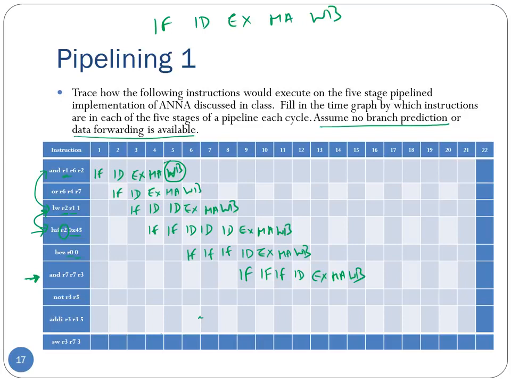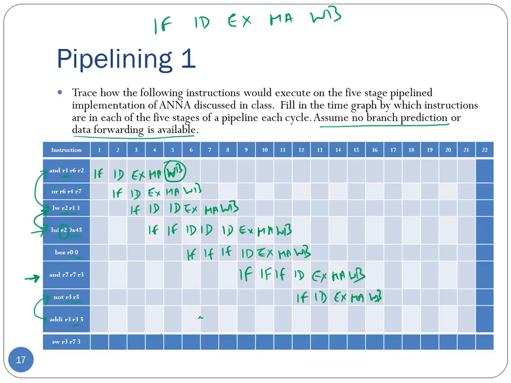Okay, now after this we have the NOT instruction. The NOT instruction reads R5, and R5 is not written by AND, and BEZ does not write into R5, so there is no dependency over here. So NOT fetches here in cycle 12, and then it moves on to decode, execute, memory access, and write back. This ADD reads R3, and NOT is writing into R3, right? So there is a dependency between this ADD and NOT.